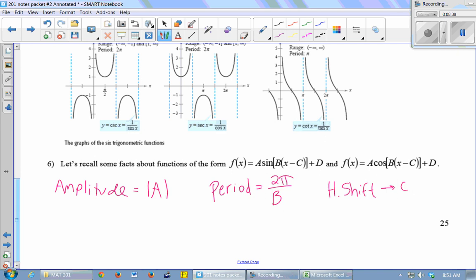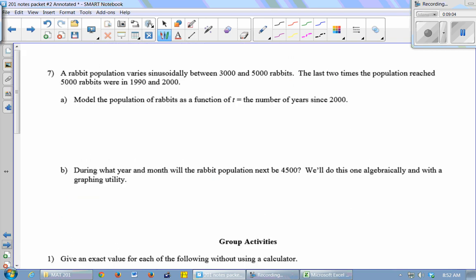I like to call it the midline, the place where you move that middle line. You actually move everything, but it's most handy to move the midline first. Midline is the line y equals d. You can also think of it as the vertical shift. All right, so now that we have that, we'll do this modeling problem together, and then I'm going to let you work on some stuff.